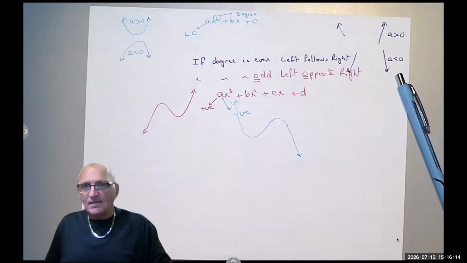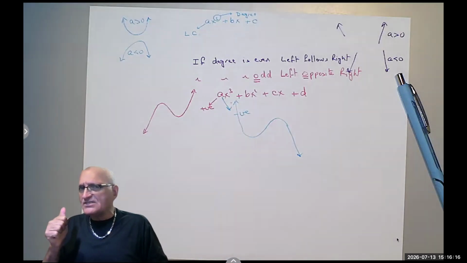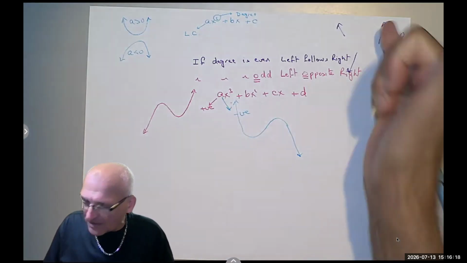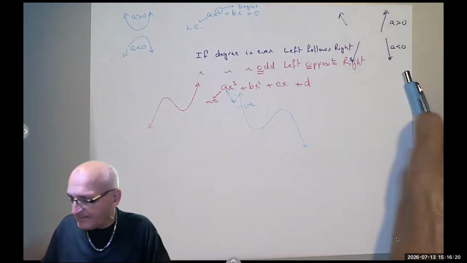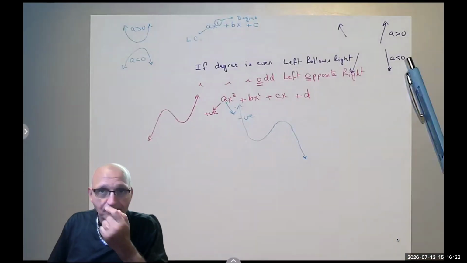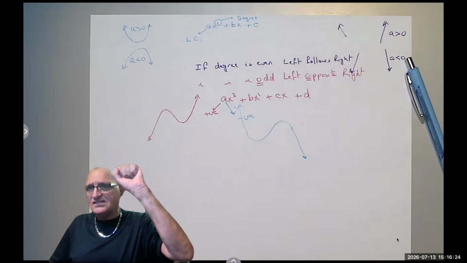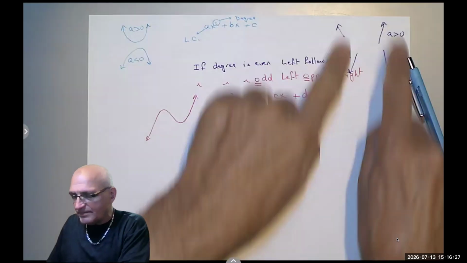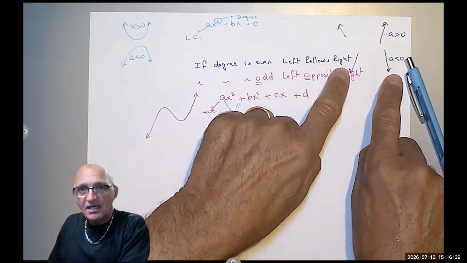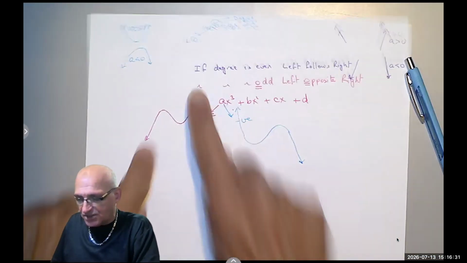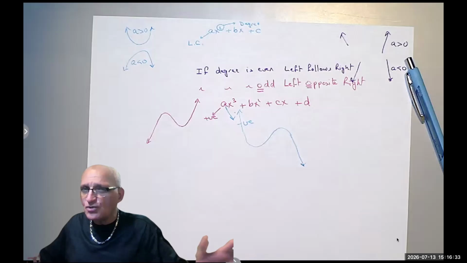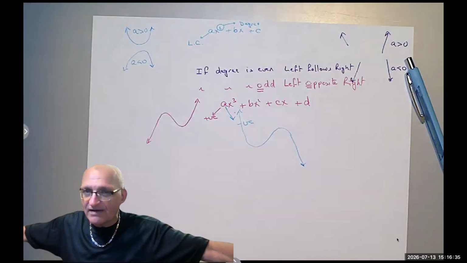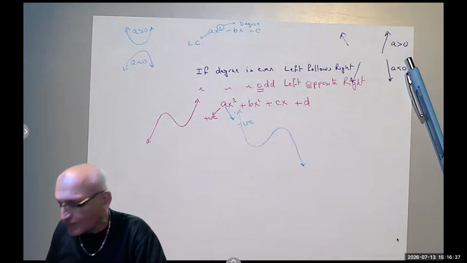So two things you think about. First of all, is a positive or negative? Positive, I know the right-hand side is going up. Negative, the right-hand side is going down. Then the degree, is it even? Follow, match each other. Odd, opposite to each other. So I know now the end behavior of graphs easily. One more thing.